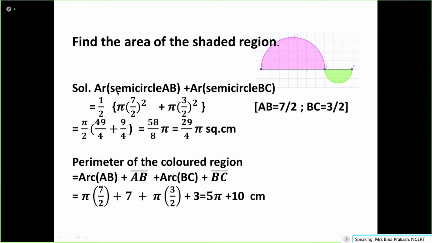So the first part is semicircle with AB as the diameter. This is AB, the diameter. So what is the information that we have? I have not mentioned any dimensions in it. Why have I not mentioned? Because I would like you all to read it from the figure.